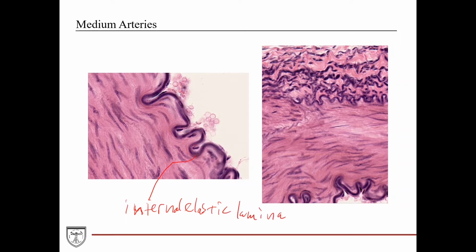And then here, this kind of shows you more of all three layers. So again, here's that prominent internal elastic lamina traveling just below the endothelium. And then you have the tunica media here, which is this muscular layer. And then as you can see here, here's that tunica adventitia layer.